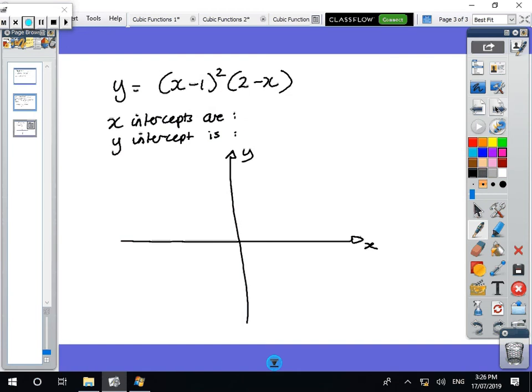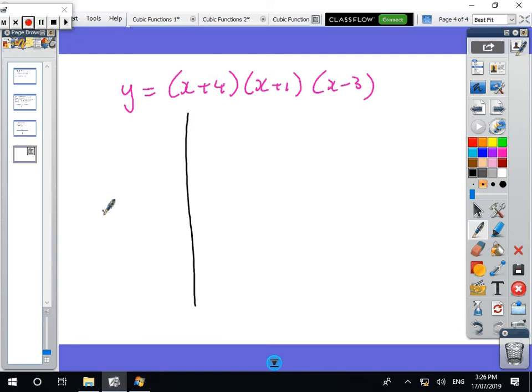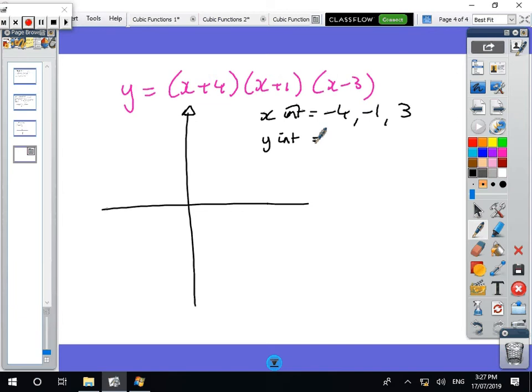What's next? Now, actually, I might do one more of that type. So if I've got y equals x plus 4, x plus 1, x minus 3. Let's just do one more of that type. Okay, so the x-intercepts are negative 4, negative 1, positive 3. And the y-intercept is 4 times 1 is 4, 4 times minus 3 is minus 12.